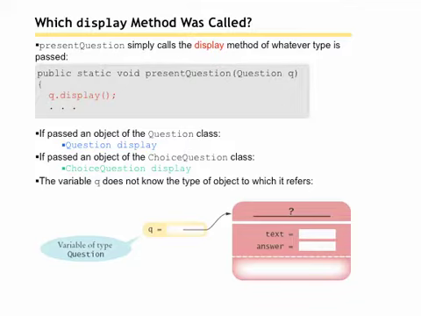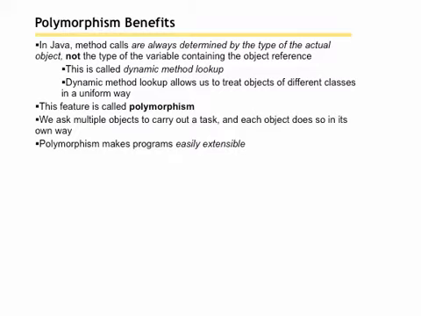So the variable q does not know what type of object to which it refers. It knows it's got to be a Question type, but it can be ChoiceQuestion because ChoiceQuestion is a Question. It doesn't know which type it refers to, but it's fine because it's got the display method inside Question, it's got the display method inside ChoiceQuestion, and so at runtime it'll figure that out and call the right one. In Java, method calls are always determined by the type of the actual object and not the type of the variable containing the object reference. So this is called dynamic method lookup, also called dynamic binding. It's the same thing, and happens at runtime.